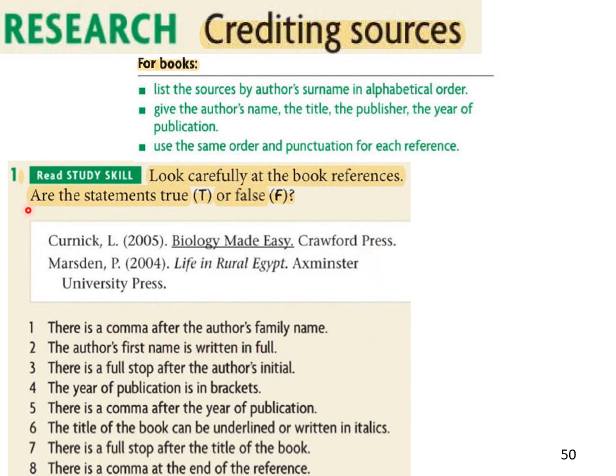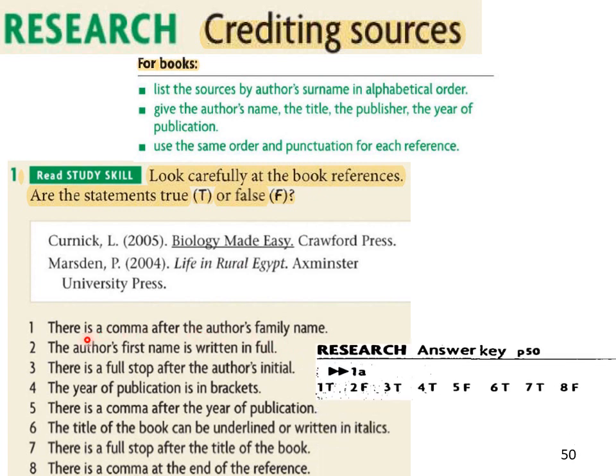And here in exercise 1, they give you questions about the crediting of references, and you have to answer true or false. For the first question, there is a comma after the author's family name, and the answer is true. The second question, the author's first name is written in full, which is false, because the author's first name is written as the initial only. And the third question, there is a full stop after the author's initial, which is true.